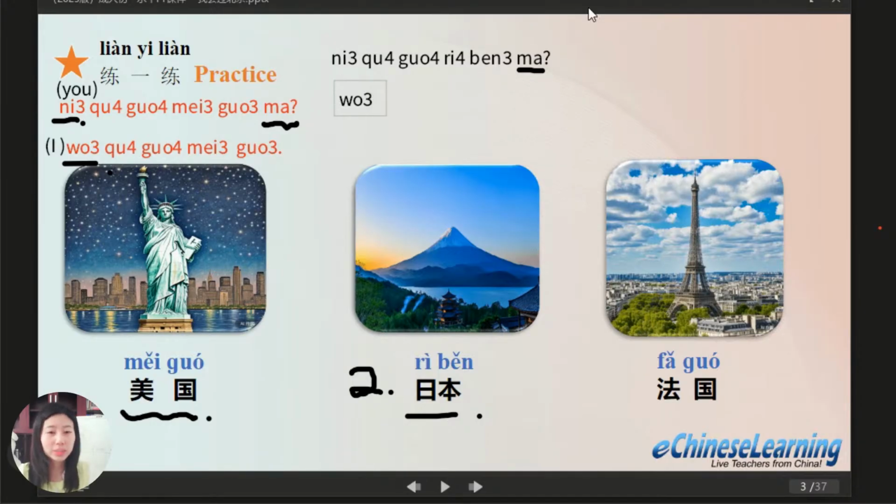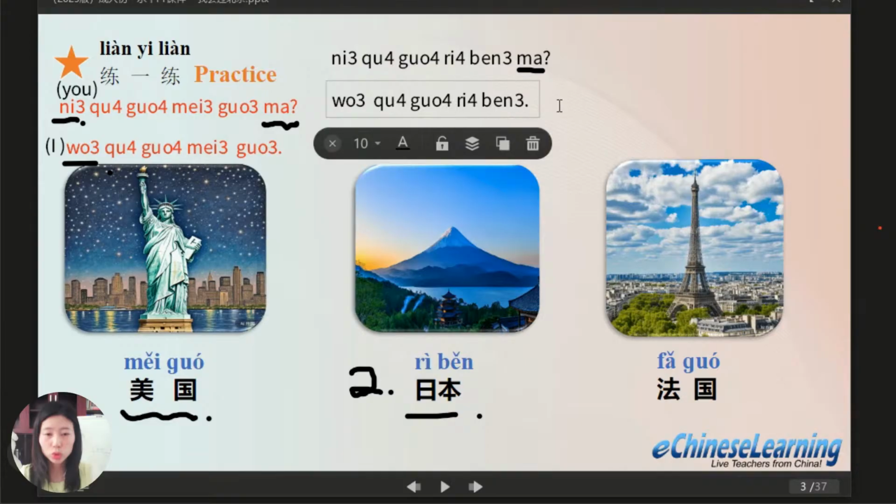Next we just need to copy 去过, have been to. Then the object will be 日本, just copy the rest, the verb and the object. Then we put a full stop here. So that would be the whole sentence: 我去过日本.